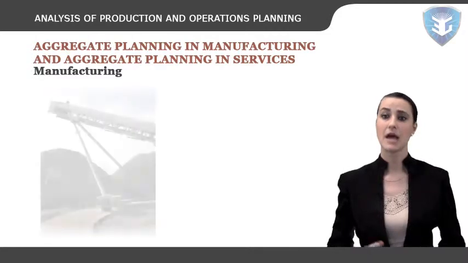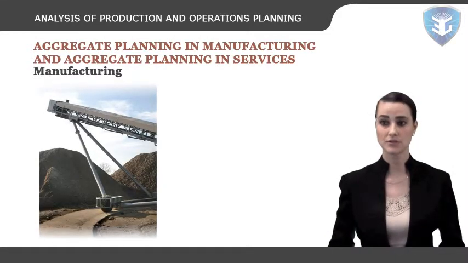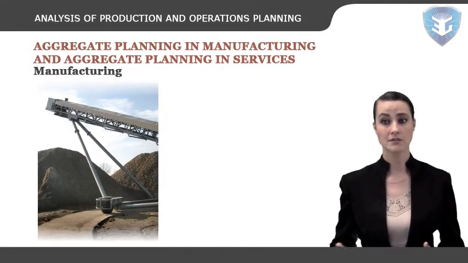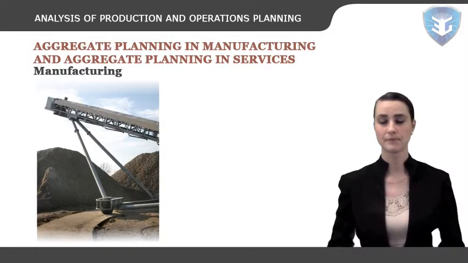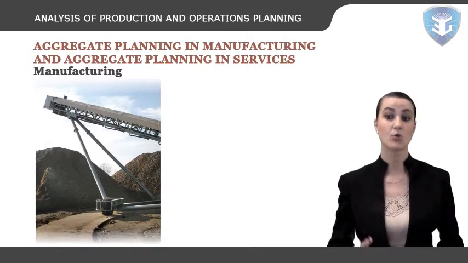Manufacturing. Aggregate planning in manufacturing involves allocating the correct amount of resources for every manufacturing process so that the time and costs are minimized during idle mode. Manufacturing businesses use either the chase strategy or the level strategy.